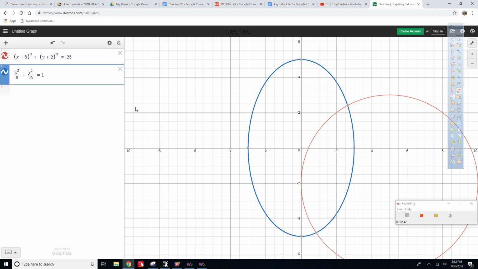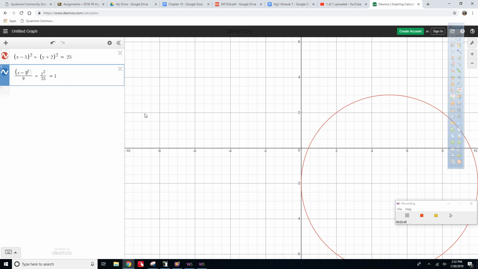So what would we do? Well, let's just try this. How about x minus 5 squared and y plus 2 squared. Oh, look at that. It went right 5 and down 2. I could probably stop the video right now, but I'll show you the hyperbola.